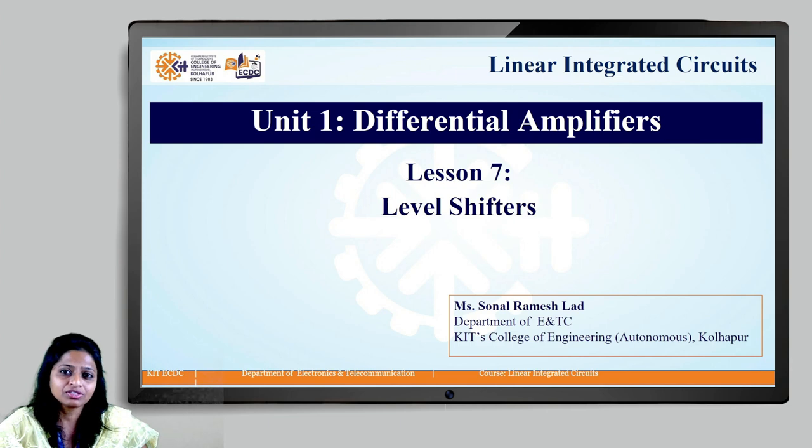We have started with the discussion of differential amplifiers and today we are going to discuss about level shifters. So as we know, level shifters is one of the stages in the operational amplifiers. So let us start with the discussion of the level shifters.